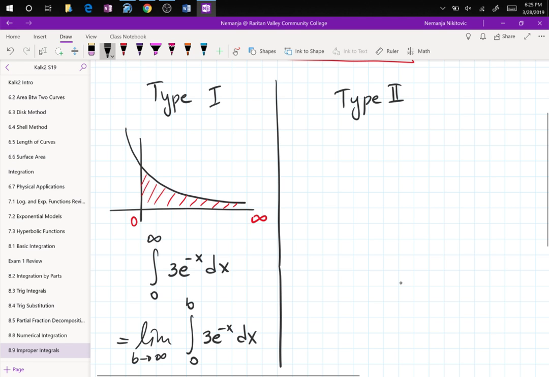So type 1 improper integrals are going to be improper integrals that have infinities in limits. So that's type 1. Type 2, much scarier. It has a vertical asymptote inside the interval for integration. And those almost always are infinite.